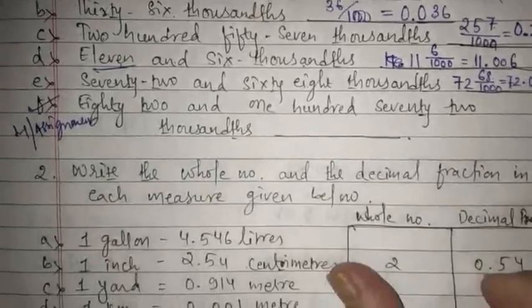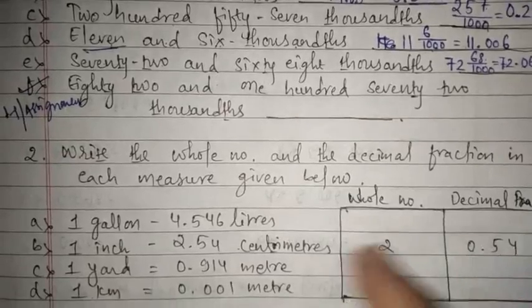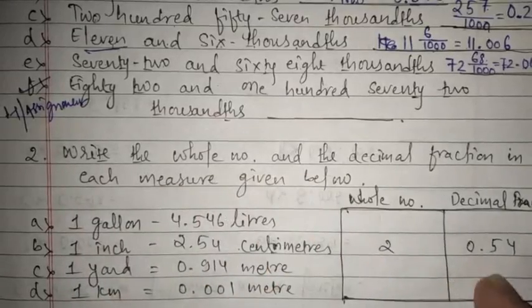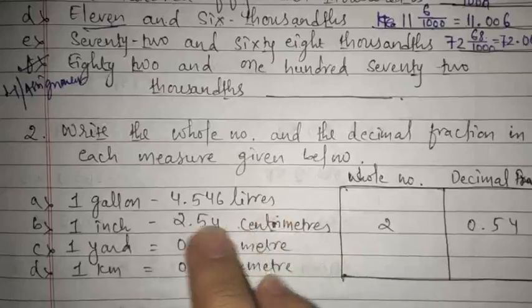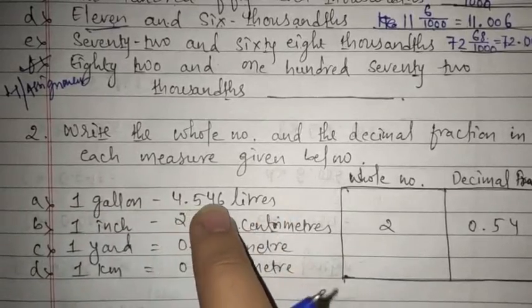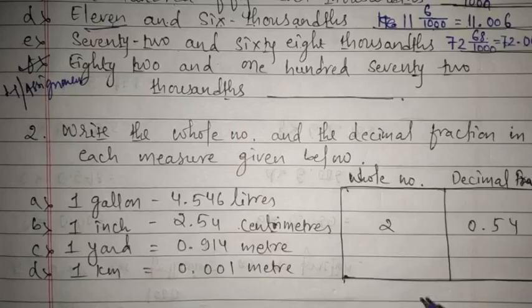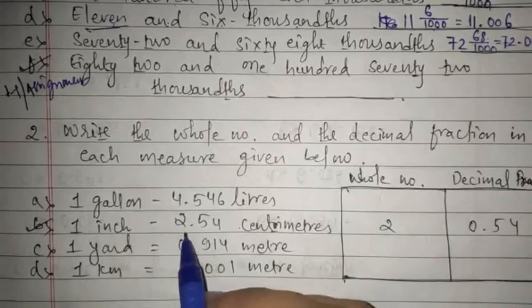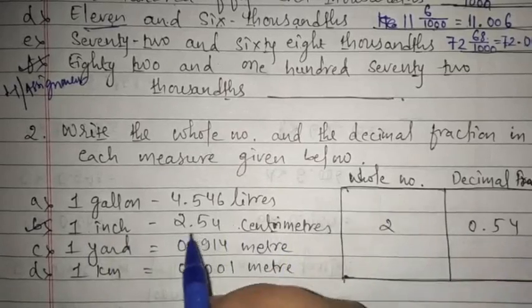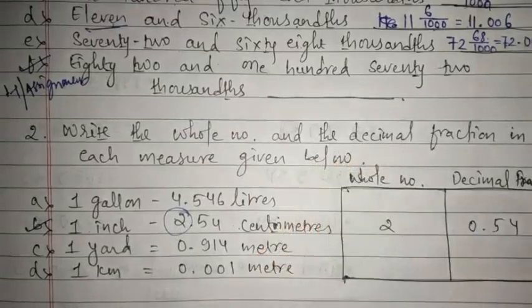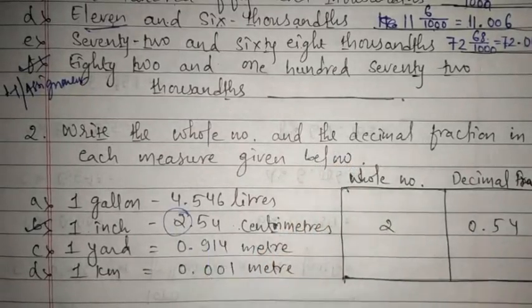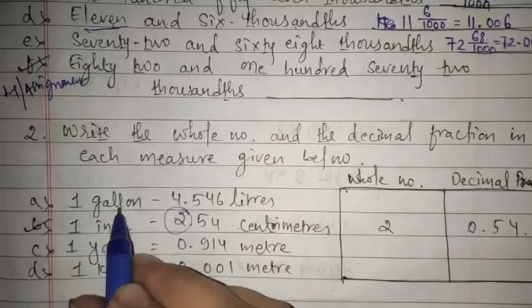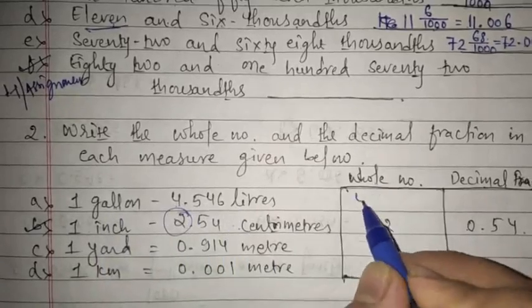Proceeding to question number 2, we have: write the whole number and the decimal fraction in each of the measures given below. So one is done for you in the book. 1 gallon is equal to 4.546 liters. Let me explain what is done for you in the book. 1 inch is equal to 2.54 centimeters. So the whole number here is 2. Before the decimal is the whole number. After the decimal will be the decimal fraction. So it is 0.54. Okay. So 1 gallon is 4.546. So the whole number here is 4.